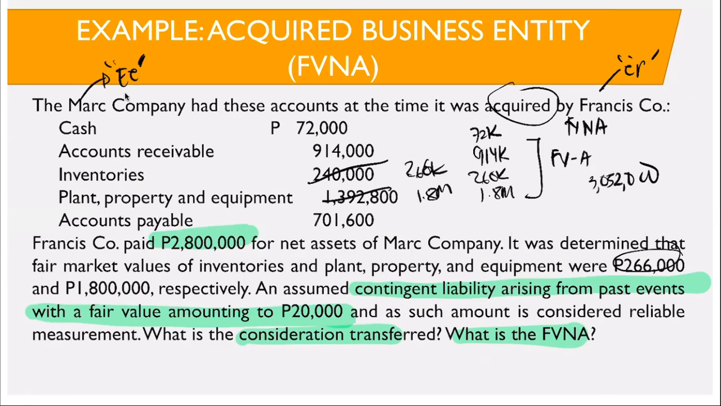Next, the fair value of liability. There being no other evidence for fair value of liability, it will remain as 701,600. So what is the fair value of net assets? 3,052,000 less 701,600. We will have 2,350,400.